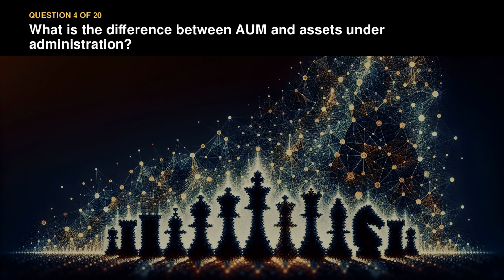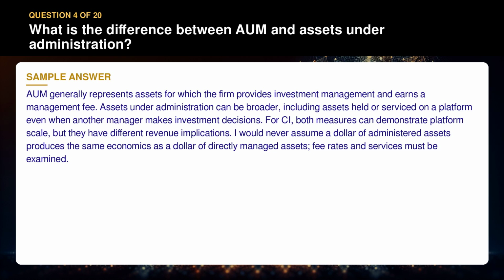Question 4. What is the difference between AUM and assets under administration? AUM generally represents assets for which the firm provides investment management and earns a management fee. Assets under administration can be broader, including assets held or serviced on a platform even when another manager makes investment decisions. For C, both measures can demonstrate platform scale, but they have different revenue implications.